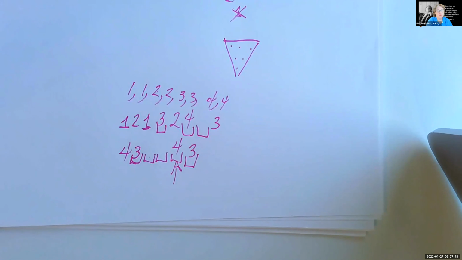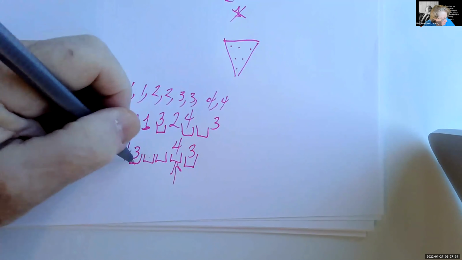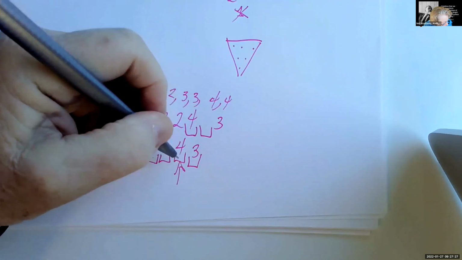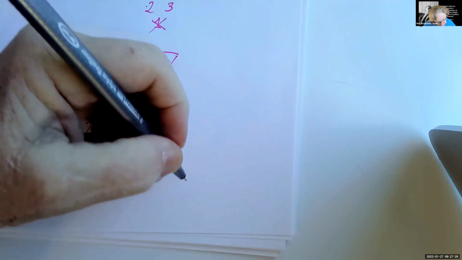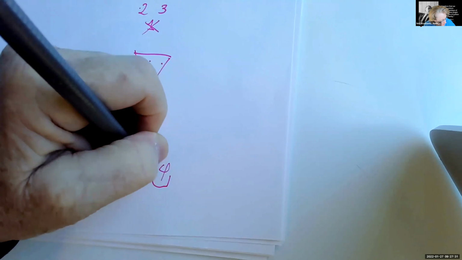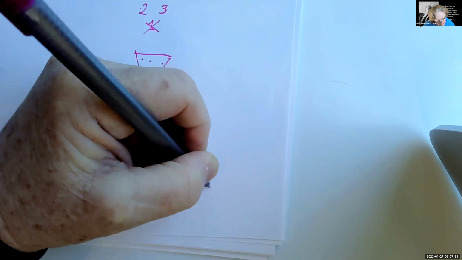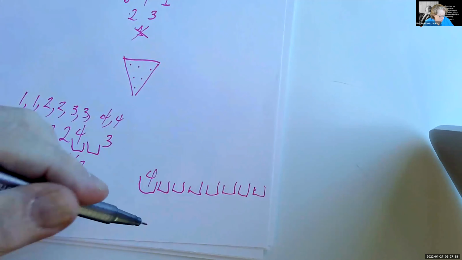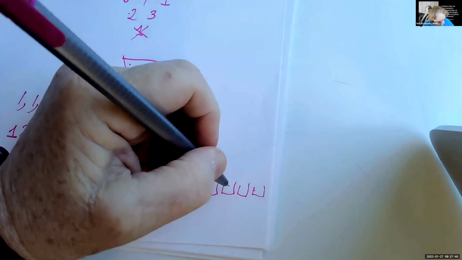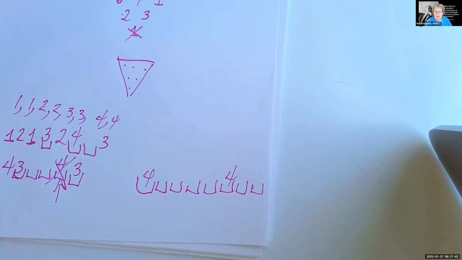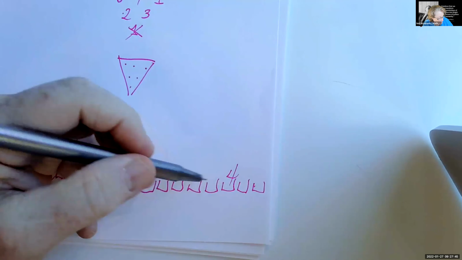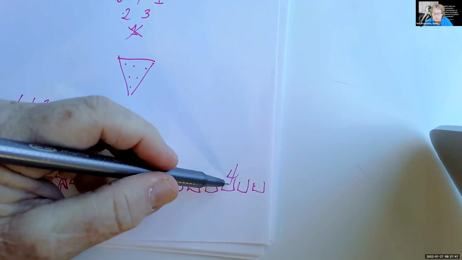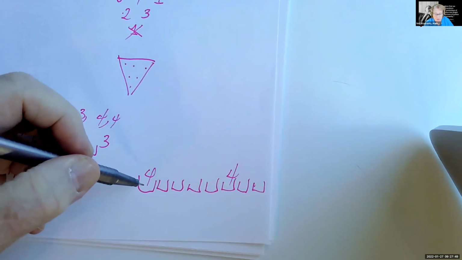Let me go back and read the problem. So the 3's are separated by 3. The 4's by 4. Okay. 1, 2, 3, 4 for the 4's. So that's not right. So let's see. If I put a 4 in the first spot, I've got 1, 2, 3, 4, 5, 6, 7, 8. So let's see, 1, 2, 3, 4. The next 4 can't be anywhere but 2 units from the very right. That's if I start with a 4.